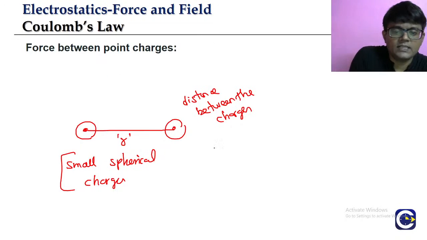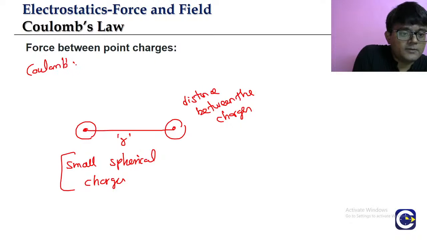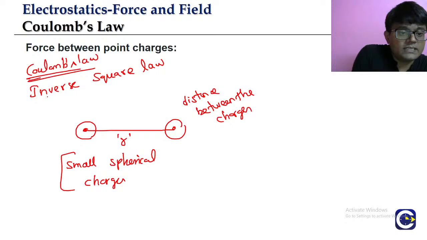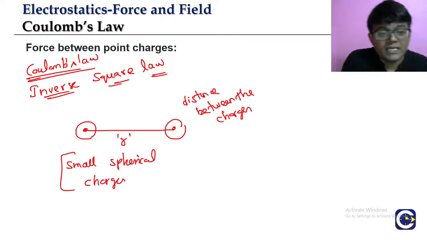So what is the law that is proposed? We call it Coulomb's law, and this is also called the inverse square law. So what is the other name that we give for Coulomb's law? Inverse square law. We'll look at what Coulomb's law is.